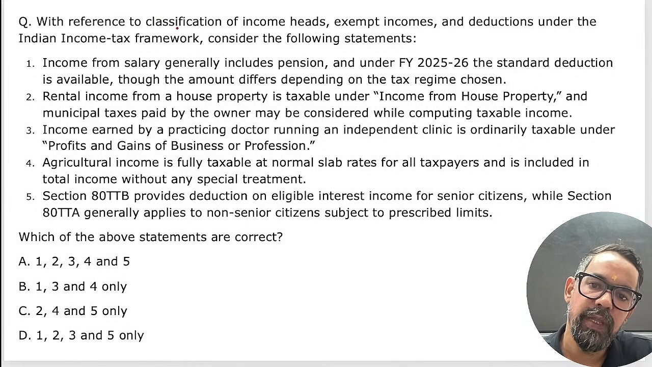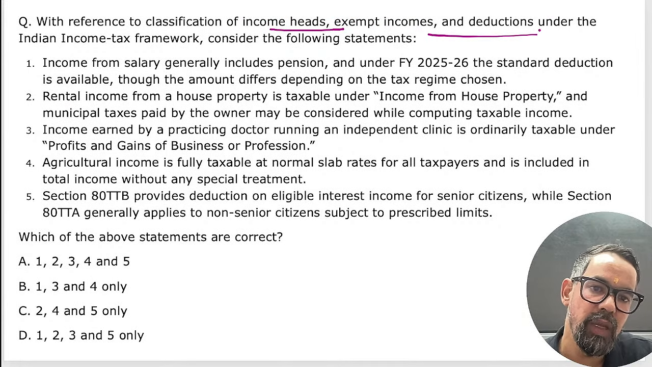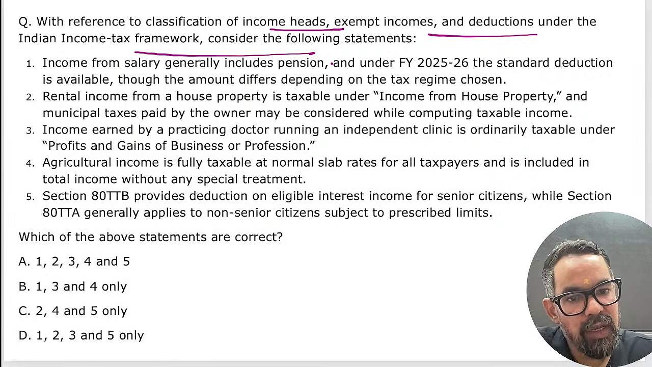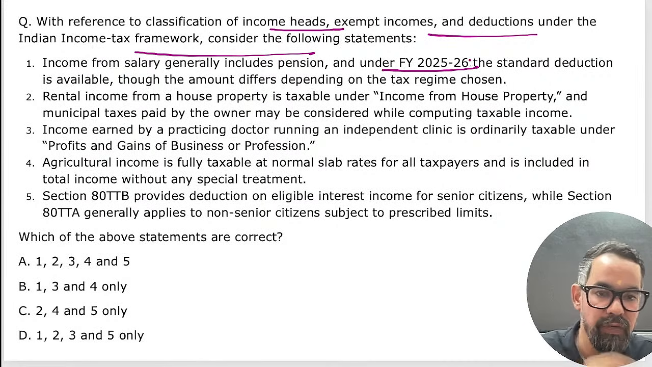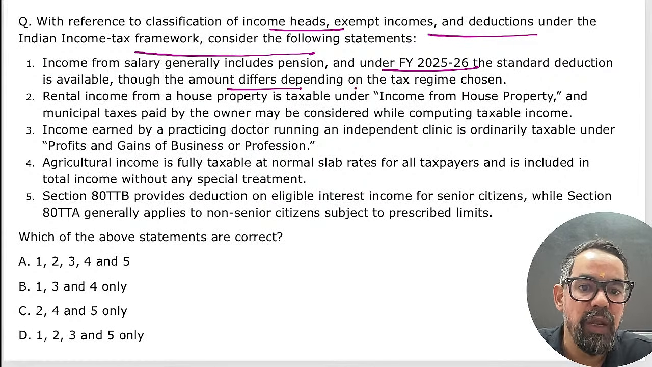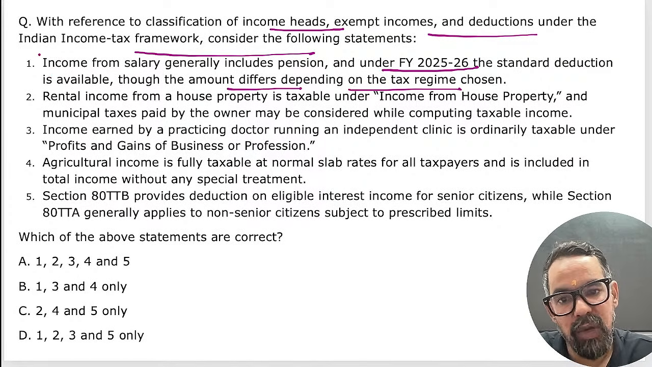Okay, so with reference to classification of income heads, income deduction in this. Income from salary generally includes pension. Under financial year 25-26, the standard deduction available differs in amount depending on the tax regime selected.